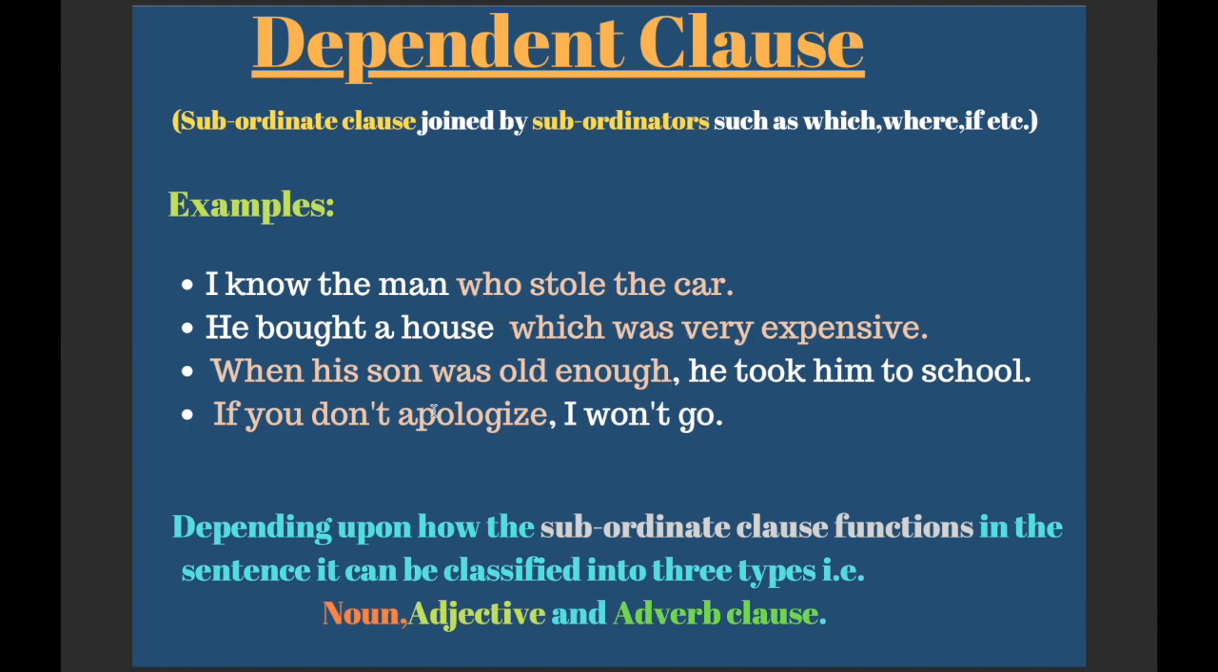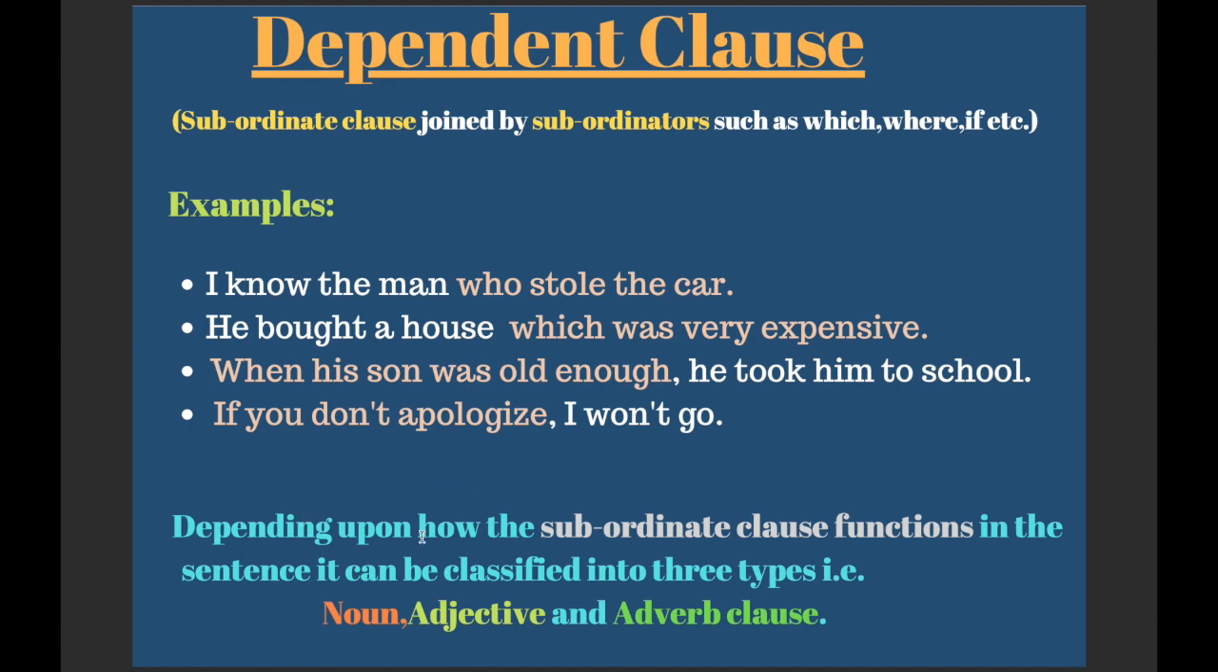But if we were to write the subordinate clause first and then the main clause or the independent clause, we have to put a comma after the subordinate clause or the dependent clause. If you don't apologize, I won't go. So in both these sentences, we have mentioned the subordinate clause first. So whenever you come across a comma in clauses, you should understand that the first part is a dependent clause and the later part is the main clause or principal clause.